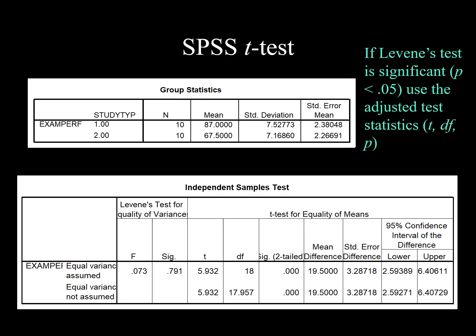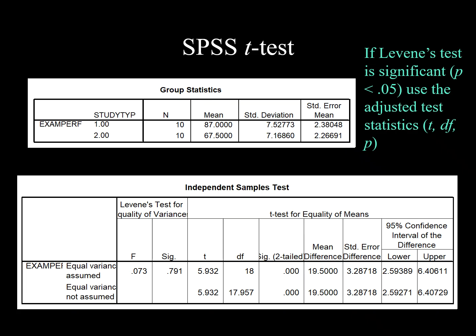We're first going to get just some descriptive statistics. So we're going to get study type 1 and 2, the number of people in each of those, 10 and 10, and we're going to get the mean. In study type 1, we have a mean of 87, and in study type 2, we have a mean of 67.5, and we're also going to get the standard deviations, 7.52 and 7.166 approximately. And then we're going to get the actual statistical test.